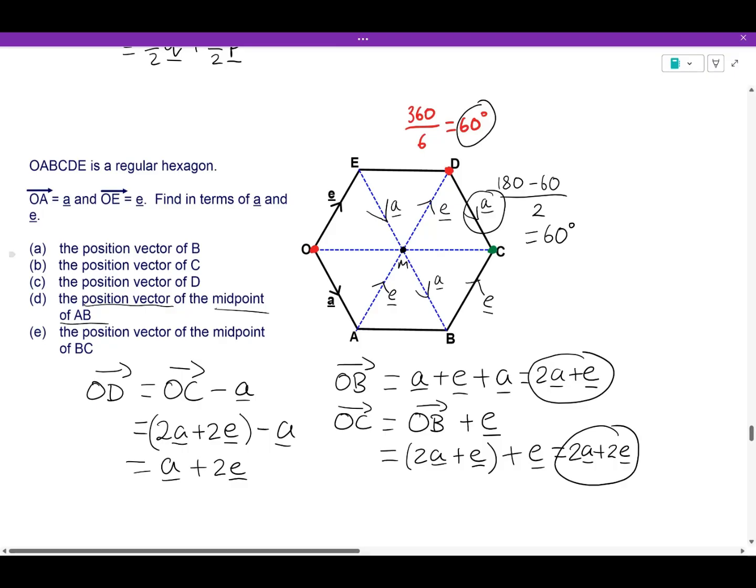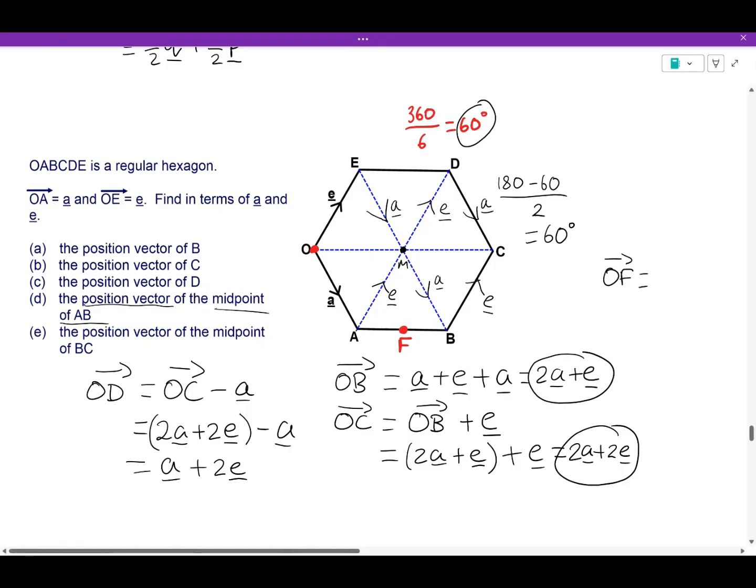Now the midpoint of AB is not indicated on my diagram. So I am going to start by putting it on my diagram. So I am going to put a dot here at the midpoint, and let's label it. Well, the next letter not used is F. So in part D, we need to find O to F. That is my goal here.